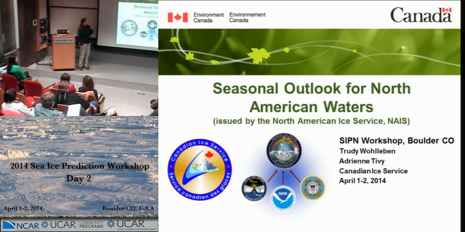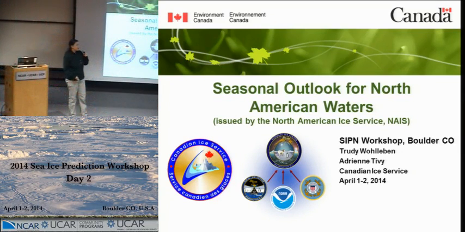Okay, so I'm just going to present an example of the seasonal outlook that's issued by the Canadian Ice Service jointly with the National Ice Center under the name of the North American Ice Service. It's issued at the beginning of June each year, and it's a 90-day forecast, for stakeholders like the Canadian Coast Guard, American Coast Guard, resupply ships, mining ships going into the Arctic, cruise ships, naval exercises, so all of those people that we work with directly.